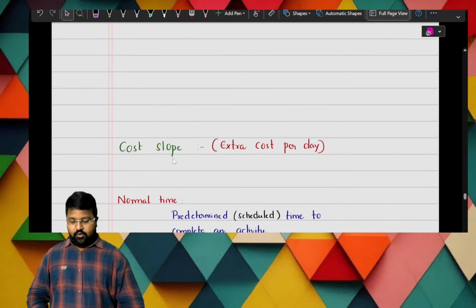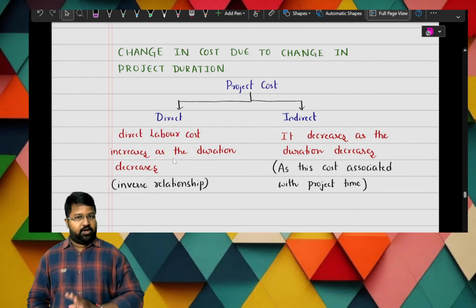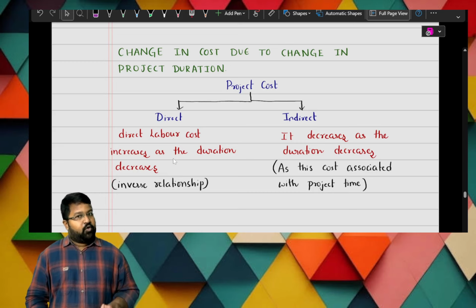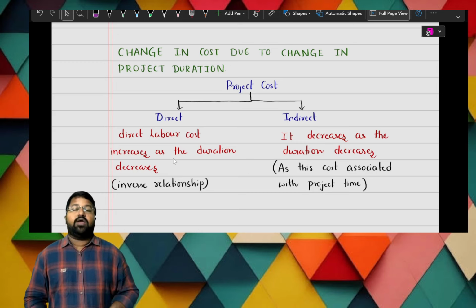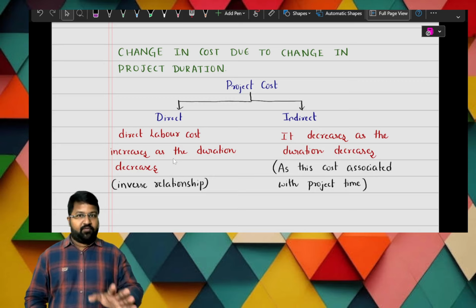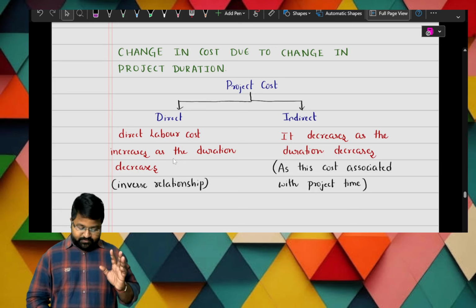So till here, okay? Once you are comfortable till here, let us see how to calculate crashing. What is the way to calculate crashing and what is the process of crashing? That we shall see. Till here, you see once.